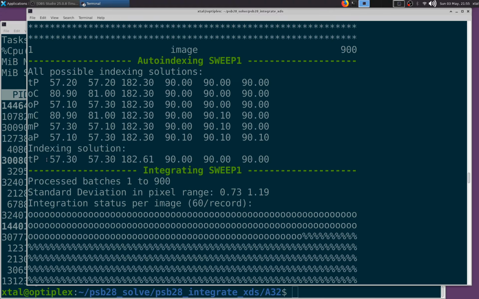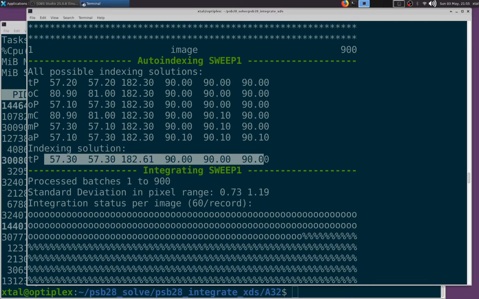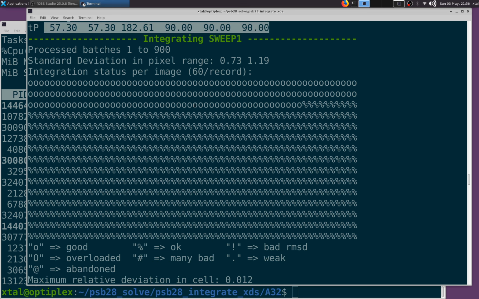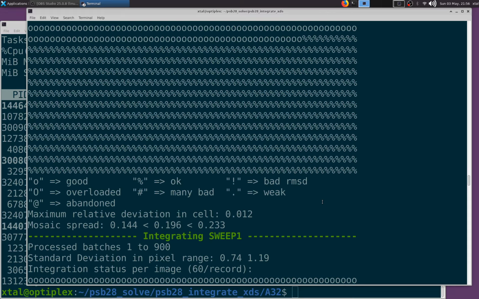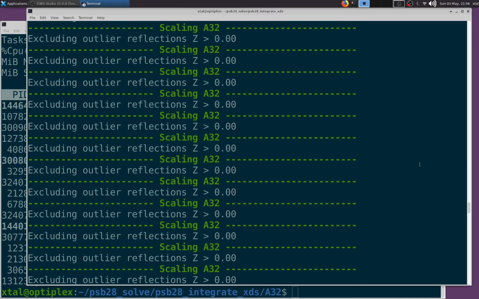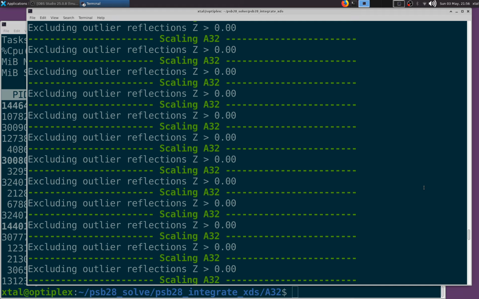And then taking that indexing solution, which as well as the 6 unit cell parameters includes 3 angles of the orientation of the crystal, the spots are predicted on the images, and then a box is drawn around each spot and its intensity added up, and all the partial reflections on each image are added together. So if we look at this, it's an OK image for 900 images. It integrates several times and then scales several times until it has a good scaling model.